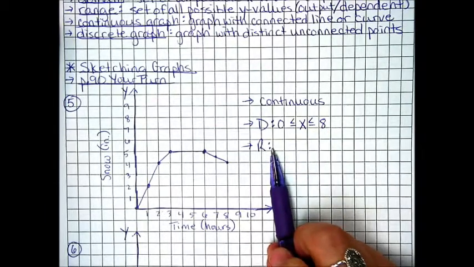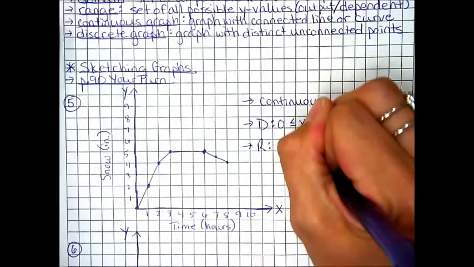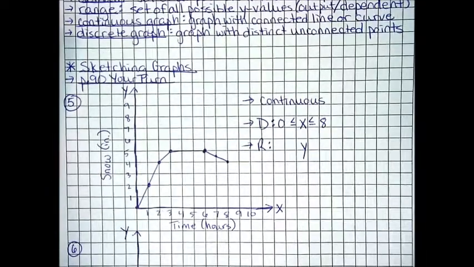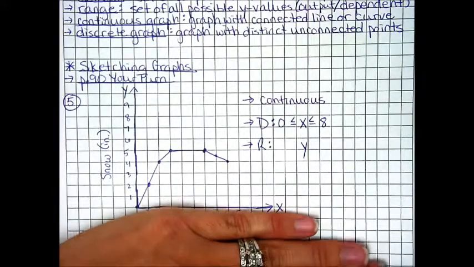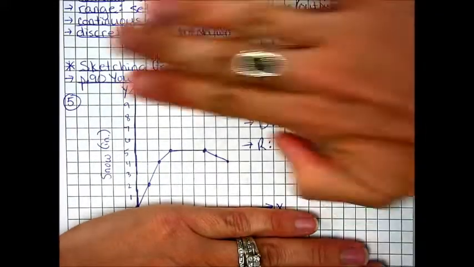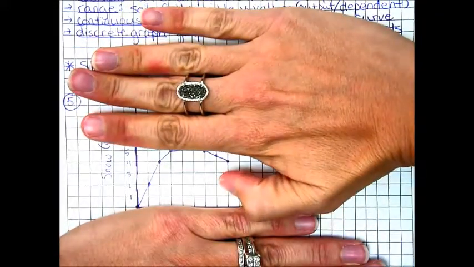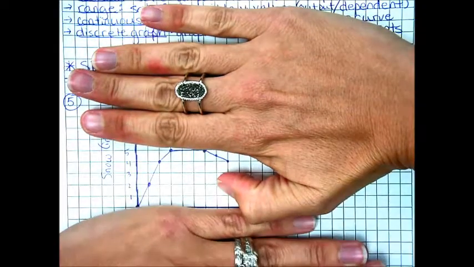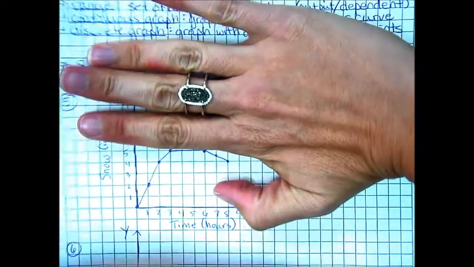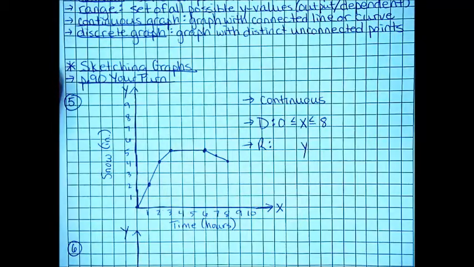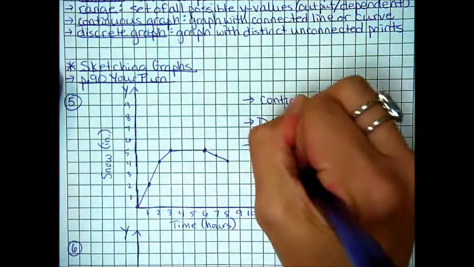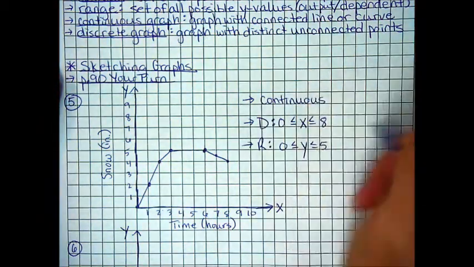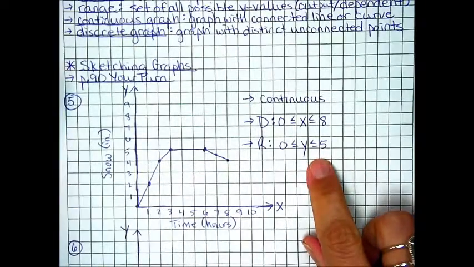And we can do the same with range, except range discusses y values, not x values. So as far as range goes, if we cover up the x values for a moment, we can see that on our graph, our y values stretch between 0 to 5 inches of snow. So because it's continuous, that means that we could have anything between 0 and 5 for our range.